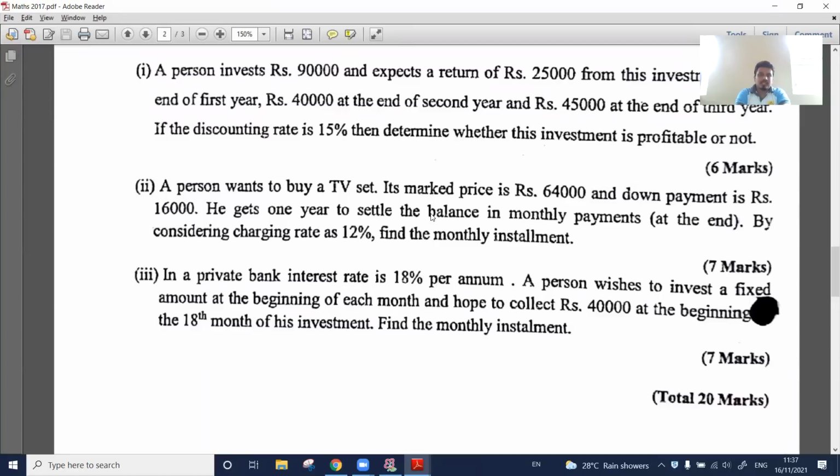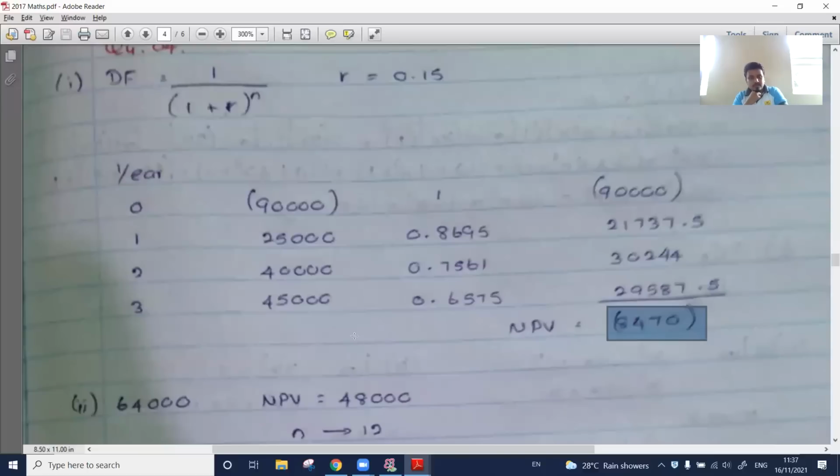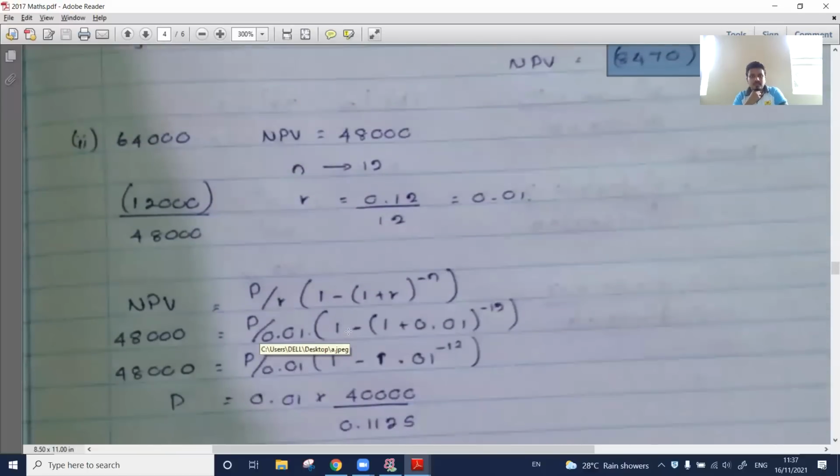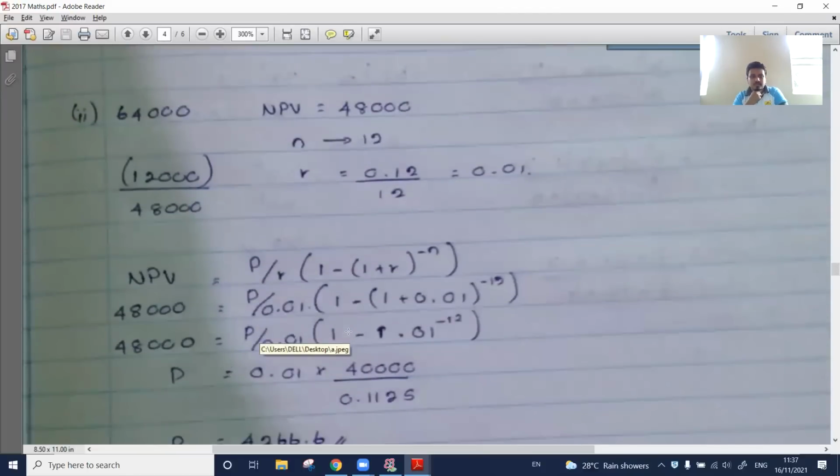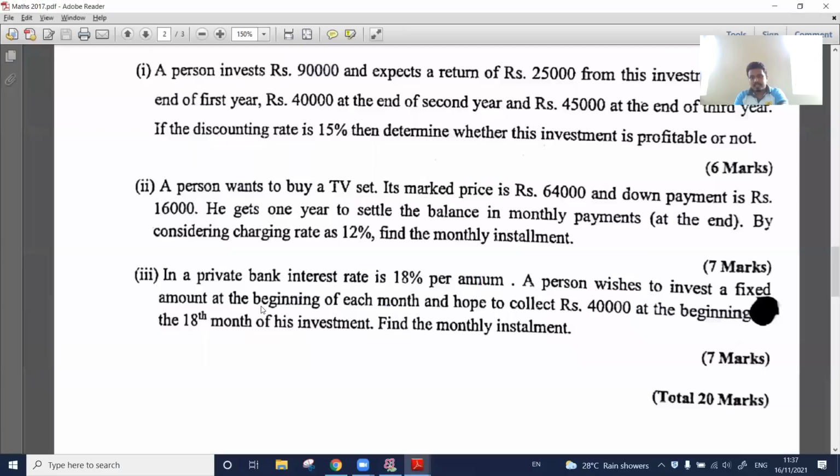So what is the present value here? What should be the present value? Yes, 48,000, right? So we are going to find the present value of an annuity. After deducting the down payment, the present value becomes 48,000. Periodical payment or monthly installment, this is what we need to find. And the rate they given as 12%, this is the annual rate.